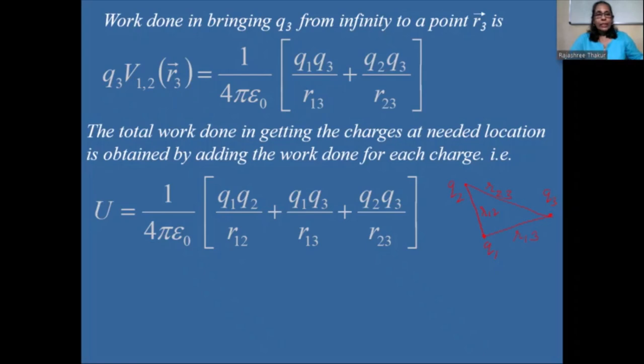Okay. Now, when we obtain this charge configuration, we brought charge Q1 first, then we brought charge Q2, and then we got charge Q3. And what is the potential energy of this system of charges? This, correct? Now, if I had brought charge Q2 first, then charge Q3 and then charge Q1, then also we would have got the same potential energy of this system, right? If I had brought Q2 first, then Q1 and then Q3, then also we would have got the same potential energy of this system, right?